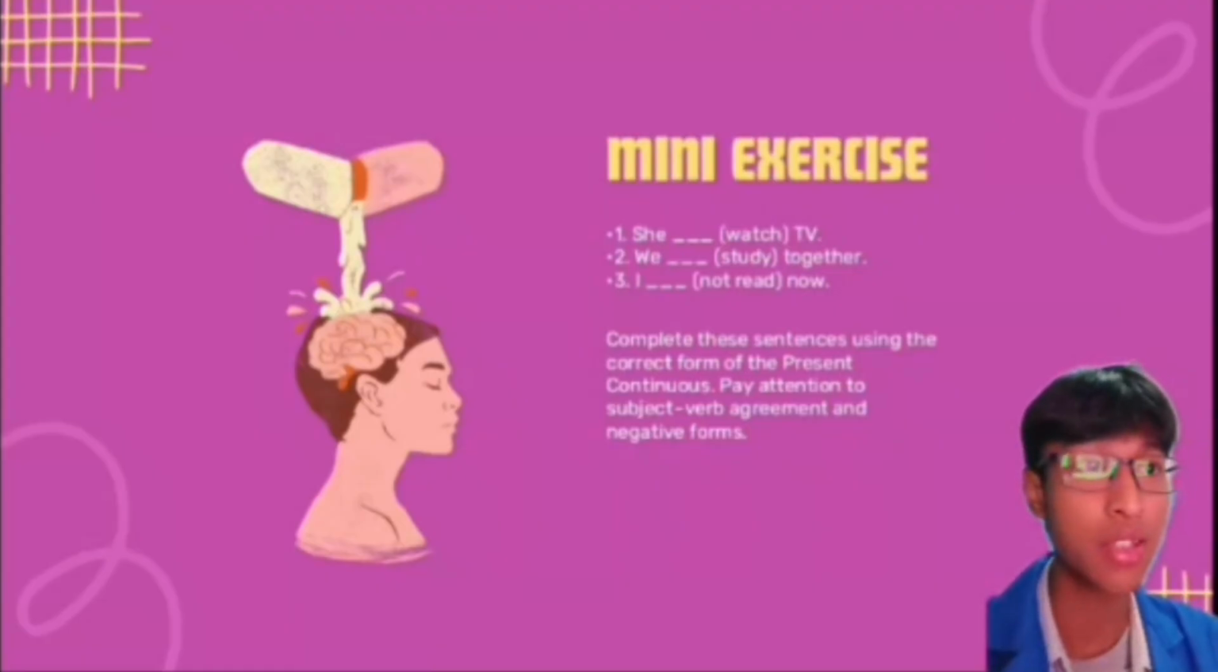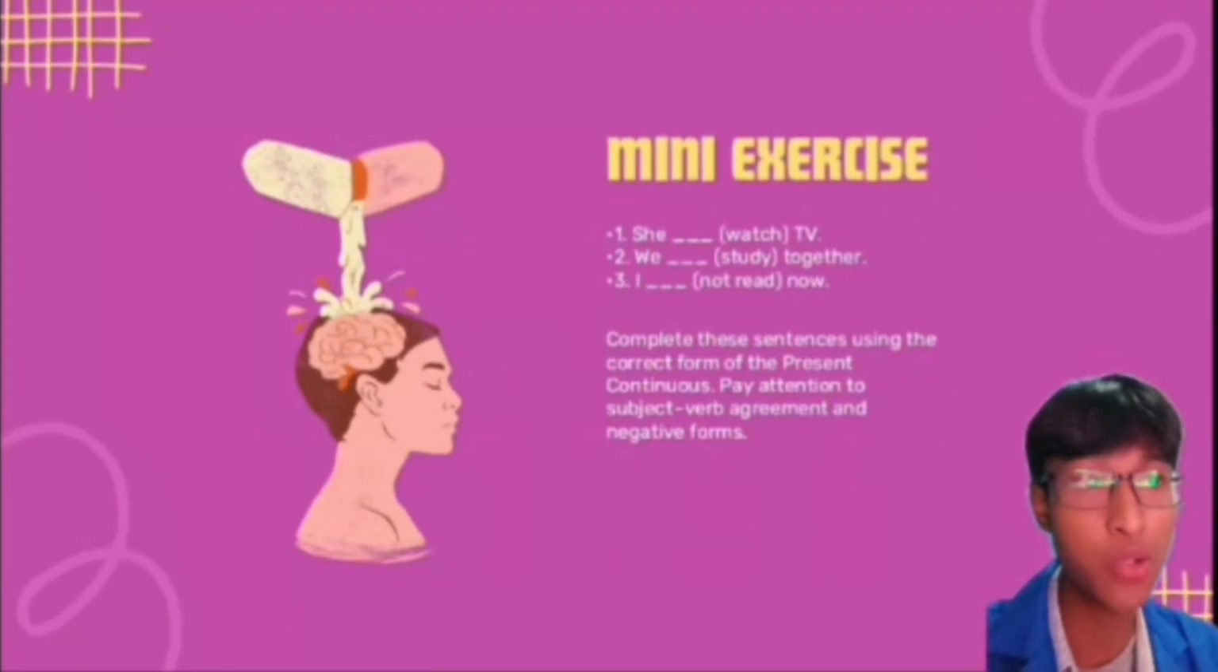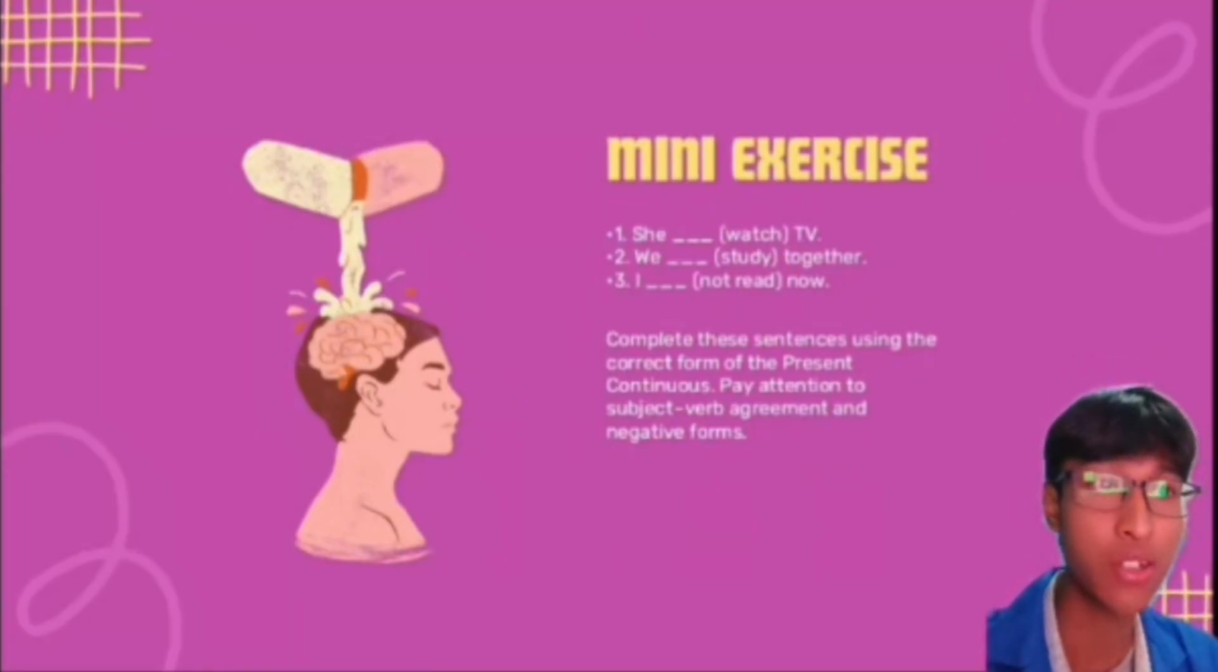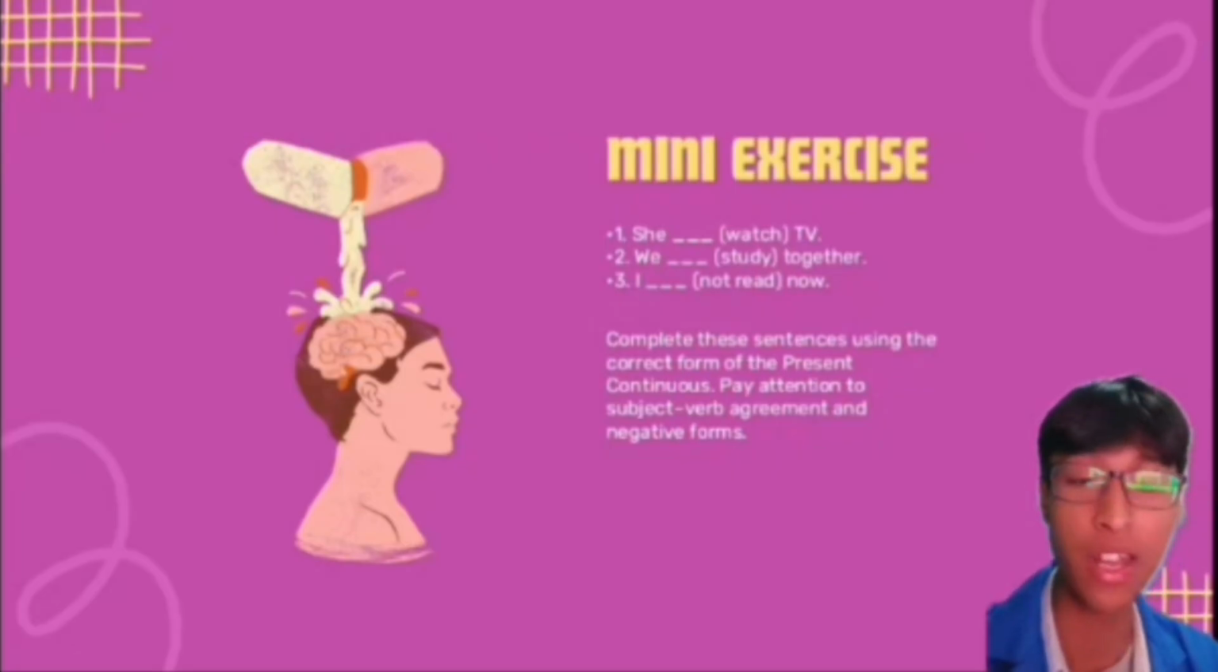Now you can see this is the mini exercise, which includes three questions. Complete these sentences using the correct form of present continuous. Pay attention to subject-verb agreement and negatives.